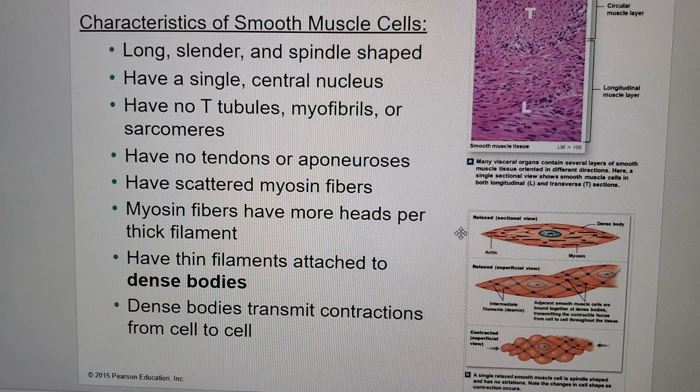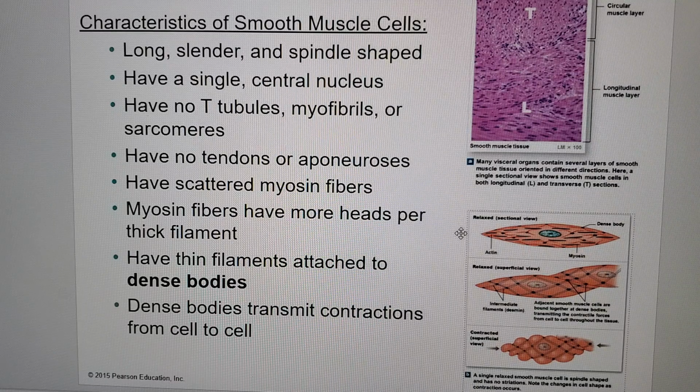They have a single central nucleus. There is no T-tubule, no place to put them. There's none necessary. No myofibrils or sarcomeres. They have no tendons or aponeuroses. There's no use for them. They have scattered myosin fibers, and the myosin fibers have more heads per thick filament in the smooth muscle.